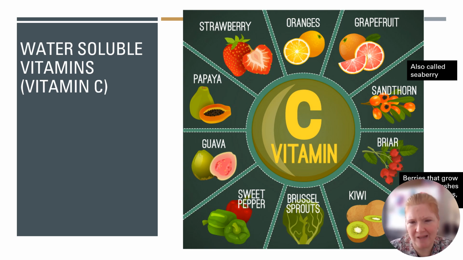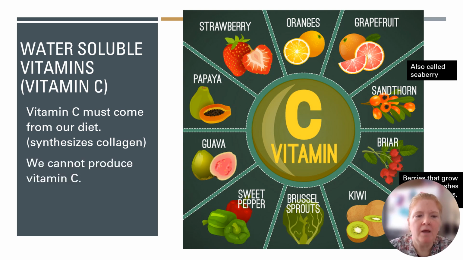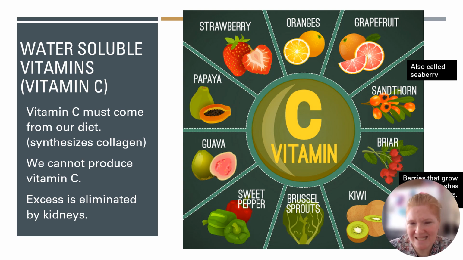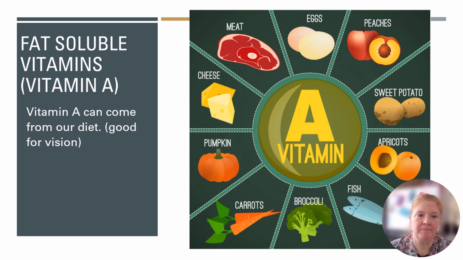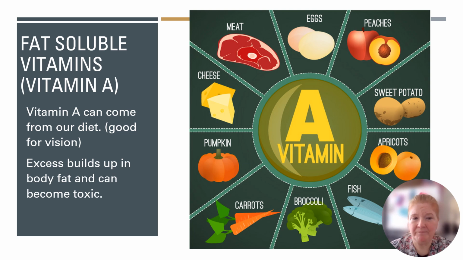Now, how does this relate to our lives? Well, water-soluble vitamins like vitamin C, we get it from our diet. And the excess is eliminated from our kidneys because it's just filtered through. It's soluble in water. Fat-soluble vitamins like vitamin A also come from our diet, but it's fat soluble, so it doesn't get flushed out in your kidneys. So it can actually accumulate in your own body fat and it can become toxic.